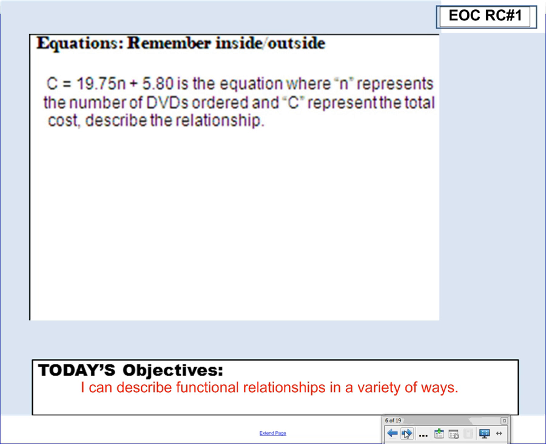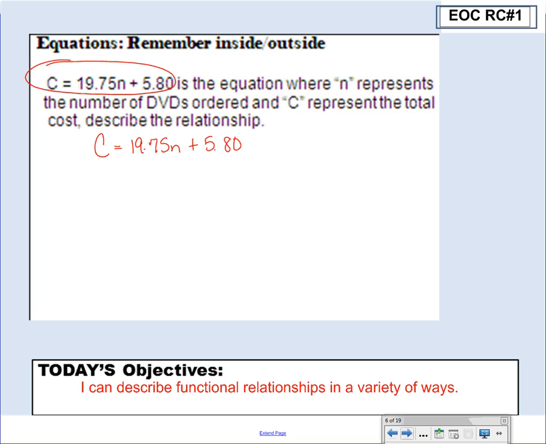You're given an equation, and this is the equation where N represents the number of DVDs ordered and C represents the total cost. We want to describe the relationship. So when it's describing the relationship, it's saying, I want you to take this equation and put it in words, and the words that we're using are the vocabulary words we used on the front page. Now, your questions that we deal with on the end of course exam, most of them are multiple choice. This would be a multiple choice type of question.